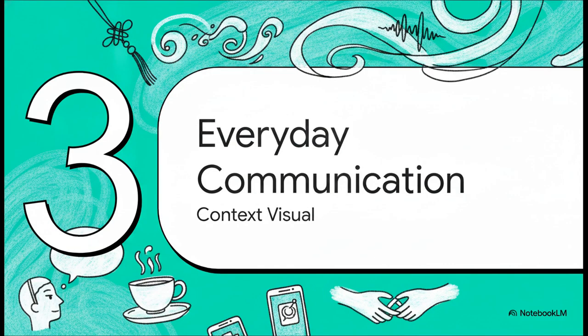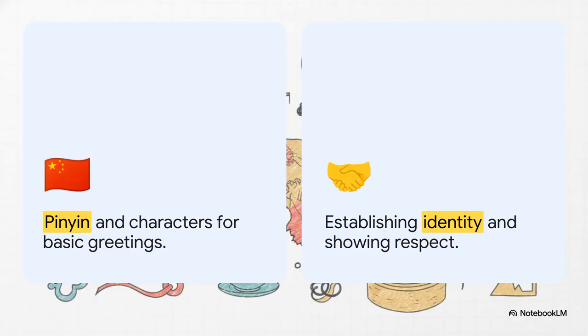Section 3, context visual for everyday communication. Let's ground this theory in a concrete, real-world case study. Think about this. When you walk into a classroom, how you say hello is actually your first real intercultural test. You don't just use one universal greeting for everyone in the room. If you're talking to a classmate or a peer, you might use the standard ni hao. But if you turn to address your teacher, you need to shift to nin hao.